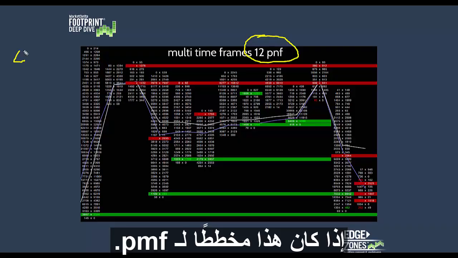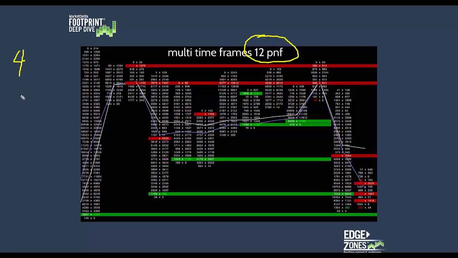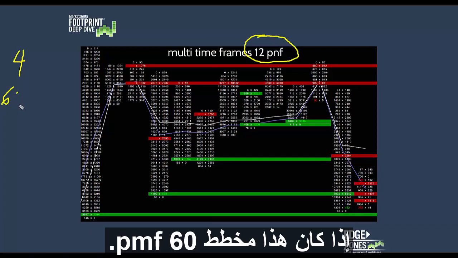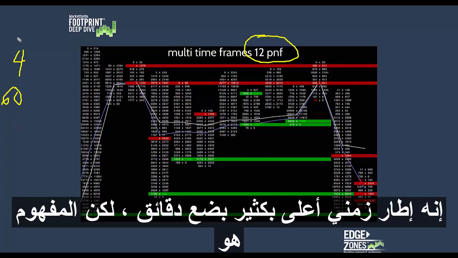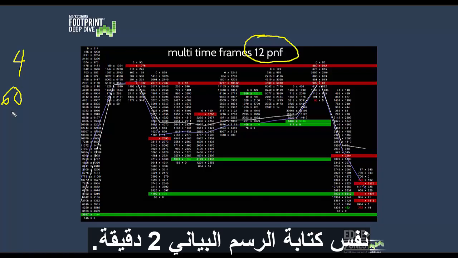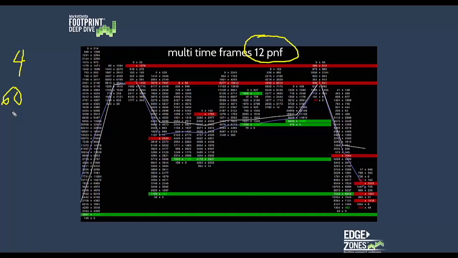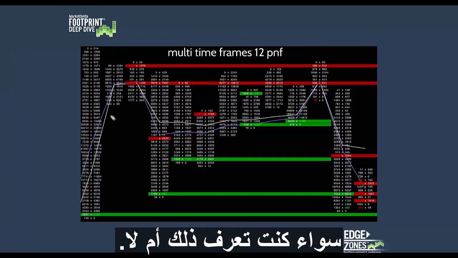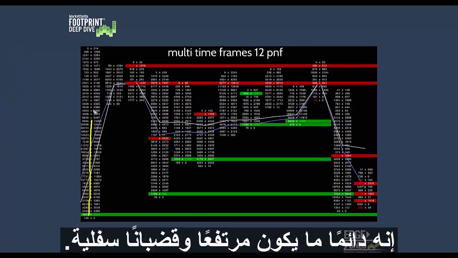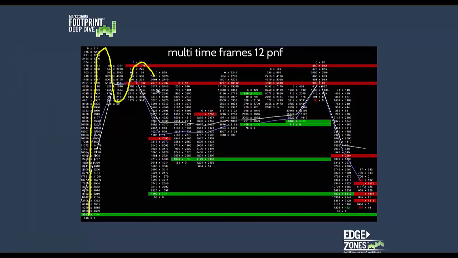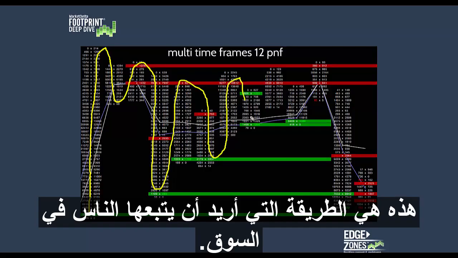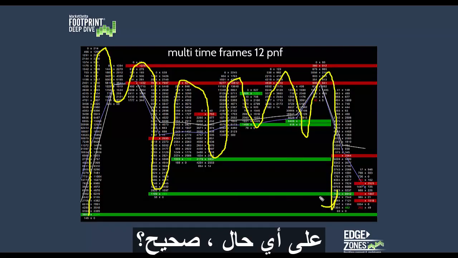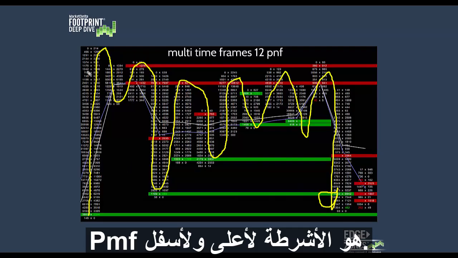If this was a 4 PNF chart, it's a smaller time frame. If this was a 60 PNF chart, it's a much higher time frame. It's not minutes, but the concept is the same, right? A 2-minute chart is a smaller time frame than a 60-minute. Same concept with a PNF. With a 12 PNF, and I'll walk you through this because it's important whether you know it or not, it's always got up bars and down bars. Should be coincidental. That's the way I want people to follow a market anyways, correct? PNF is up and down bars.